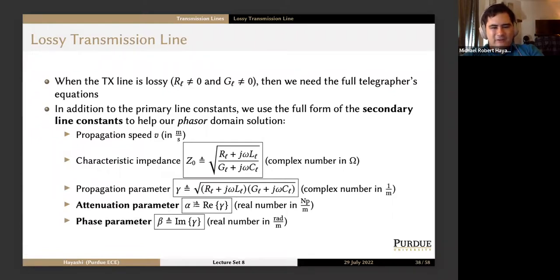Attenuation parameter, alpha, is just the real part of gamma. So it's measured in nepers per meter because it's an attenuation. And the phase parameter is beta, which is the imaginary part of gamma. It's a real number in radians per meter. You can see we're pretty desperate for variables, so we just took the start of the Greek alphabet and went from there. Also, you might think something like gamma simplifies a little bit. It does not. There's no simpler way to write it than what I have on the screen in general.